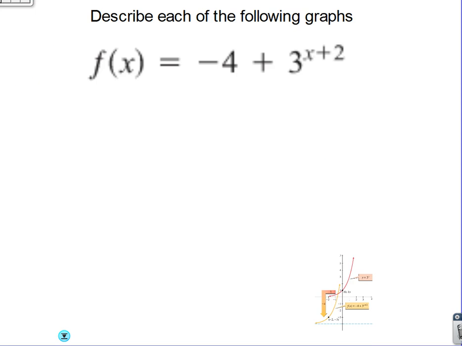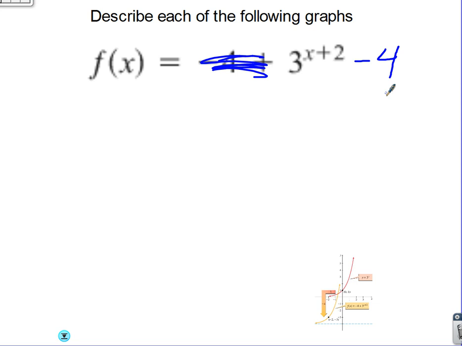You got more stuff going on here. And if you're more comfortable with, instead of -4 plus, you're used to seeing that -4 at the end. Your parent function here is y equals 3 to the x. You have two transformations happening. You have that +2, and you have a -4.